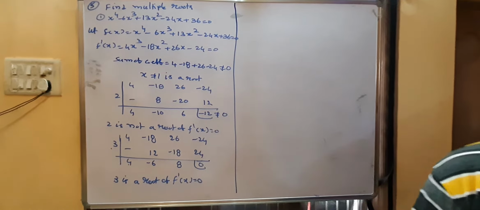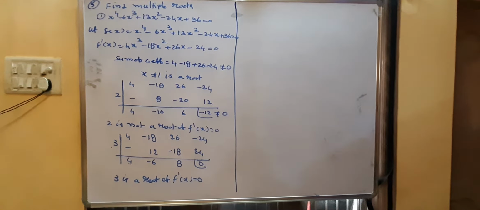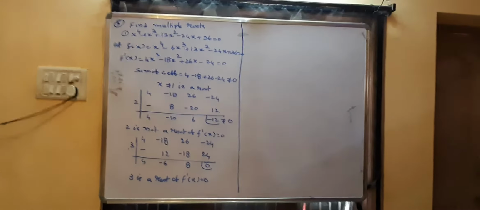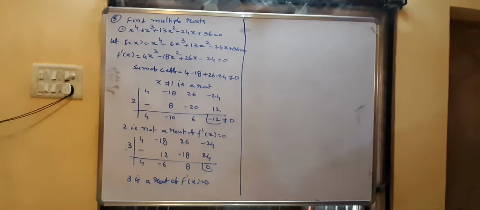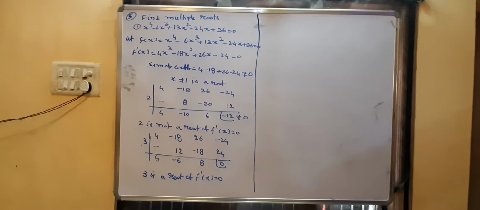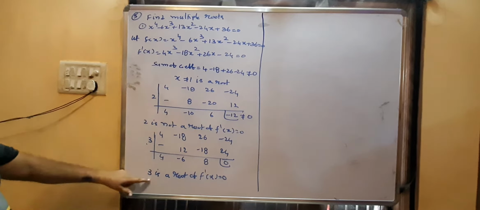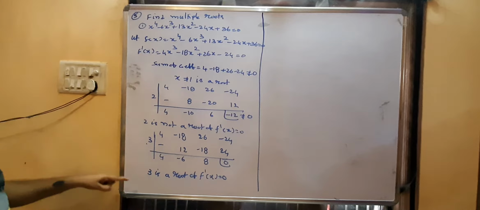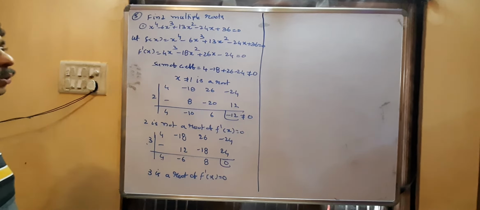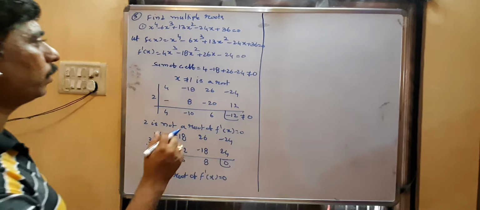If 3 is a root of f(x) = 0, then 3 is the root of f(x) = 0 and f'(x) = 0. Then 3 is a multiple root of order 2.